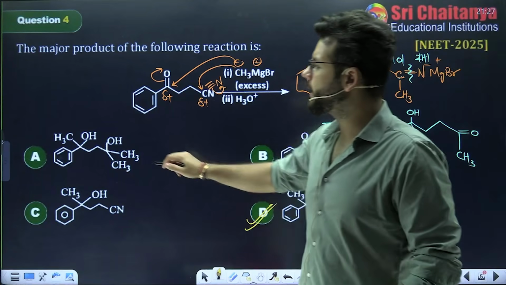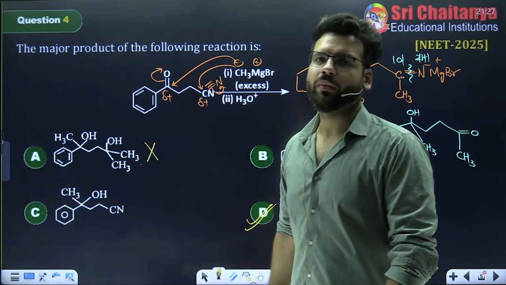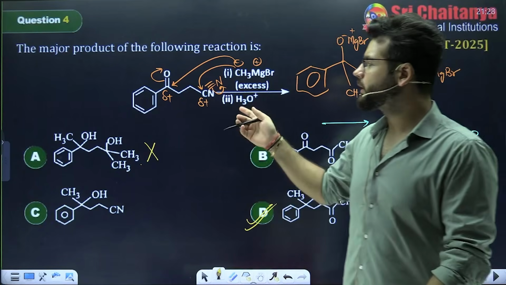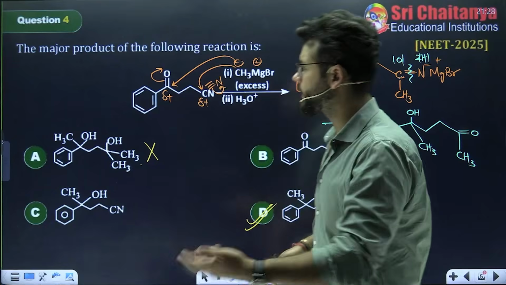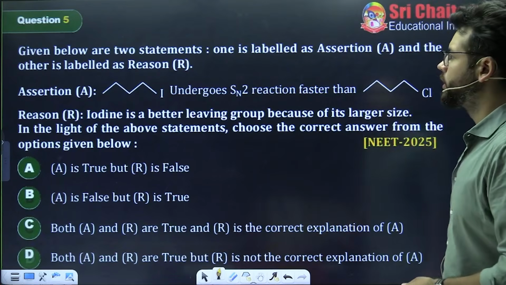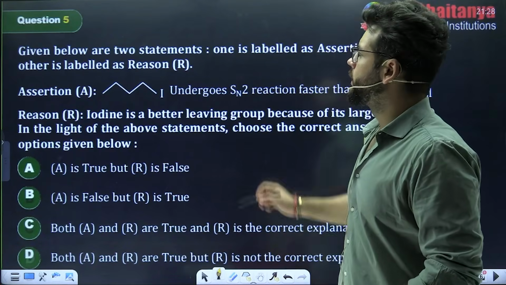Many students had marked option A, which is incorrect. If you want option A, in the third step we will need another mole of Grignard reagent, followed by another hydrolysis. So a nice question. Next one, moving on to the next one.